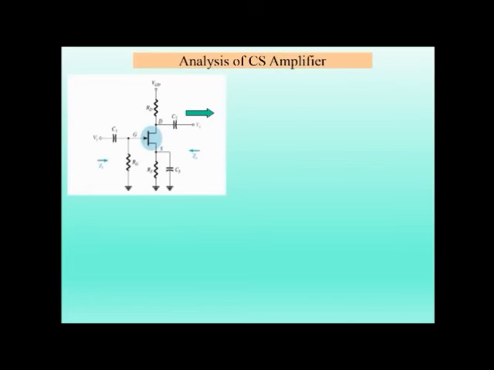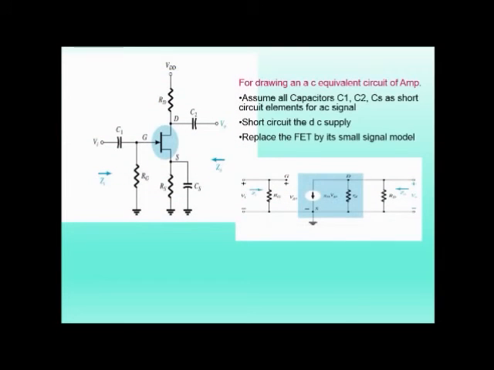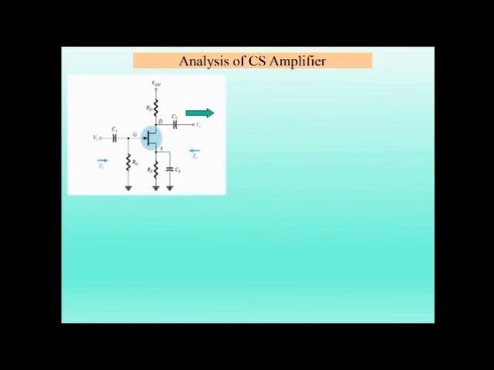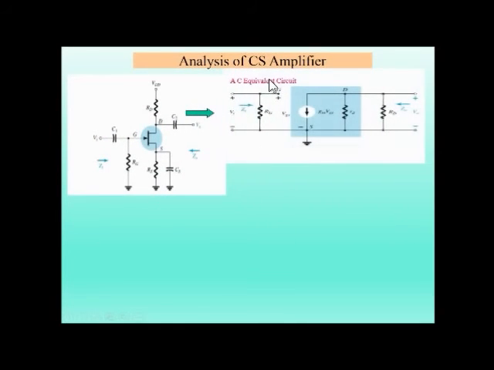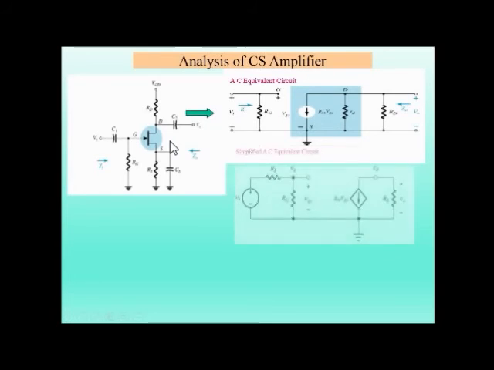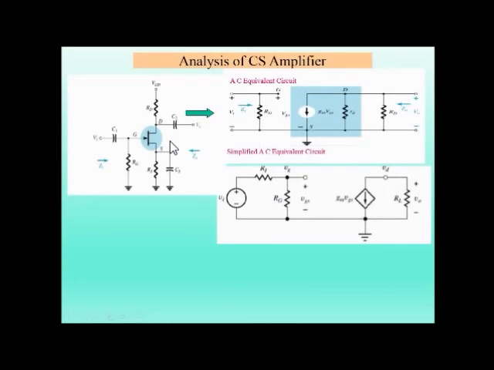So once again I want to review it. First we need to assume all the capacitors to be short circuited, C1, C2, Cs, all the capacitors short circuited. We need to short circuit the DC supply also, then replace the FET part with the small signal model, and we'll get the CS amplifier. Now this part also applies for the MOSFET. This is for FET, an example has been given for FET. You can draw such diagrams for MOSFET also.